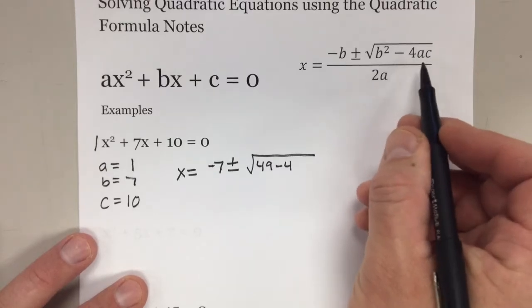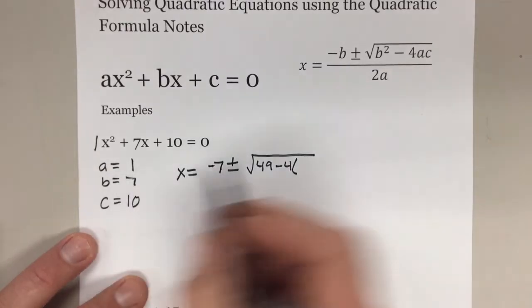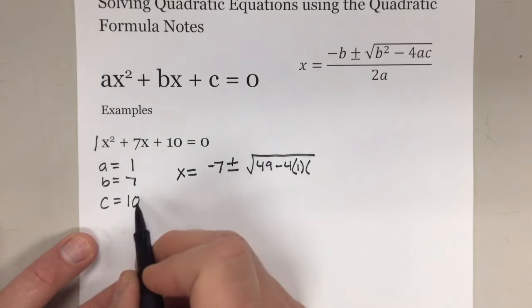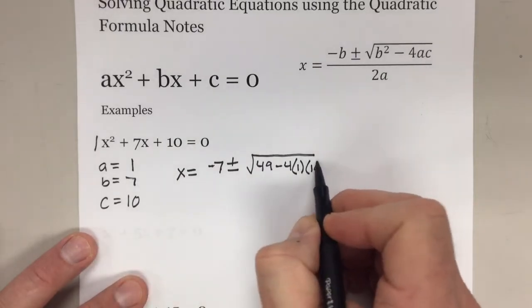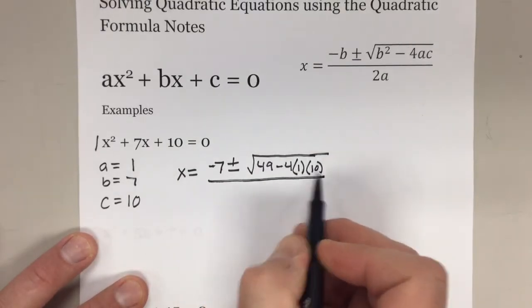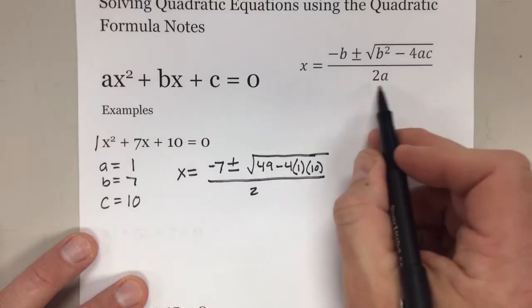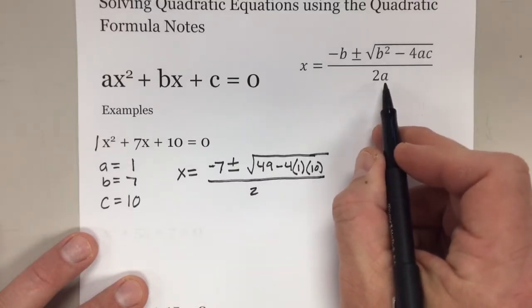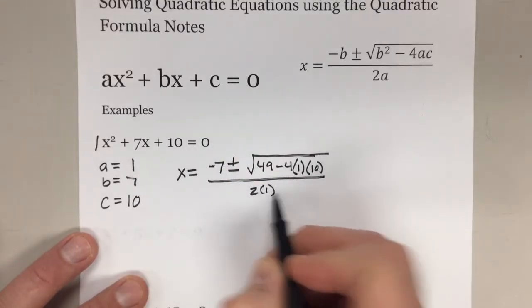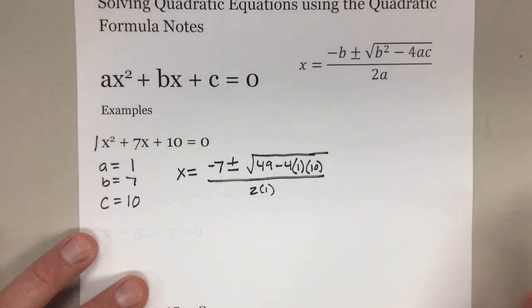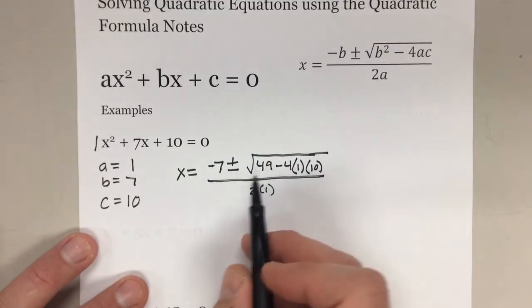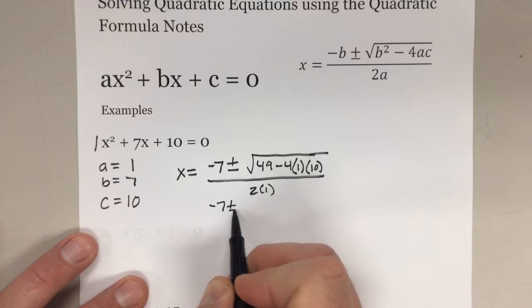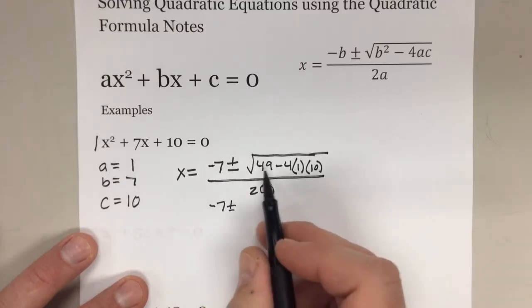And then I do a and c multiplied by 4. So a is 1, c is 10. And then I'm going to divide everything by 2 times a. It's always 2. So a is a 1. So now I'm going to simplify. And we're going to start with leaving the negative 7 plus or minus alone. We'll do that at the end.